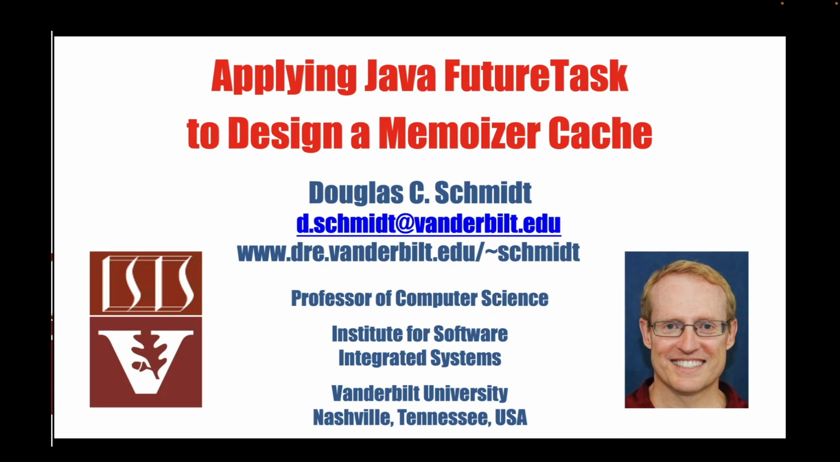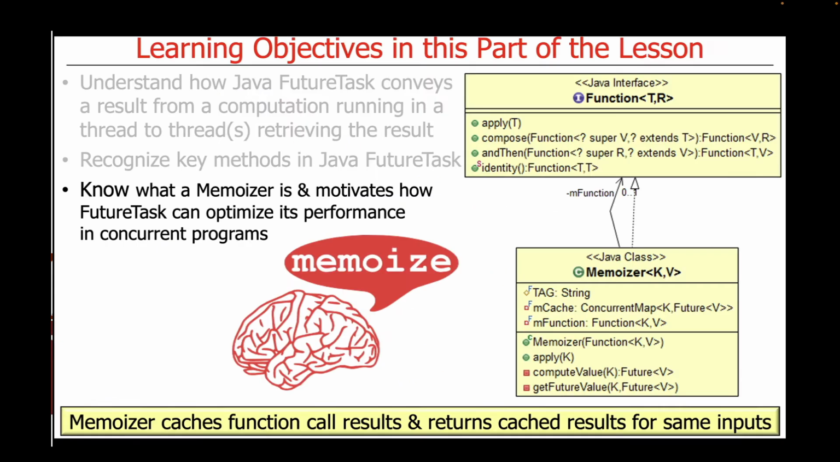As I mentioned before, the Java FutureTask is something that's a little hard to understand in isolation, so I'm going to give you an example of how to use it, and we're going to use it in order to design something called a Memoizer. And a Memoizer is not a mispronunciation of the word memorizer. It's actually something called a Memoizer, and it's an abstraction we'll talk about in a second.